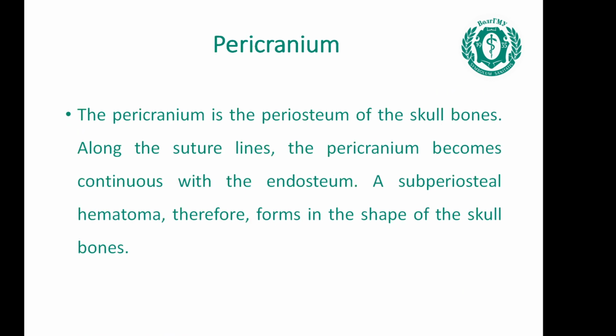Pericranium. The pericranium is the periosteum of the skull bones. Along the suture lines, the pericranium becomes continuous with the endosteum. A subperiosteal hematoma, therefore, forms the shape of the skull bones.